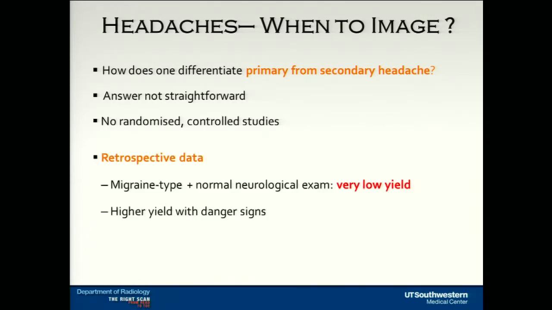All we have are retrospective data, and although it's not ideal, it has substantially shown two main points. First of all, patients with migraine type of symptoms and a normal neurological exam have an extremely low yield for a positive study. So these patients probably don't need any imaging at all, unless something comes up during their treatment and management. The higher yield for diagnostic imaging for patients with headache can only really be obtained if we observe any danger signs.